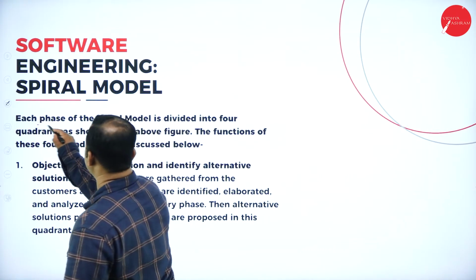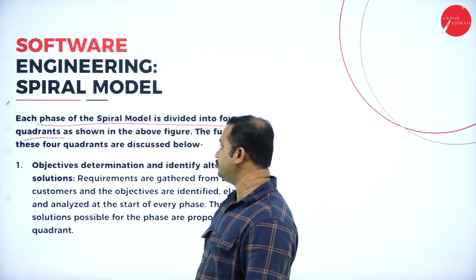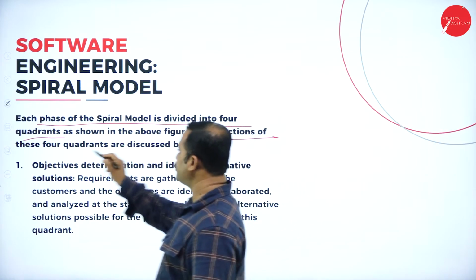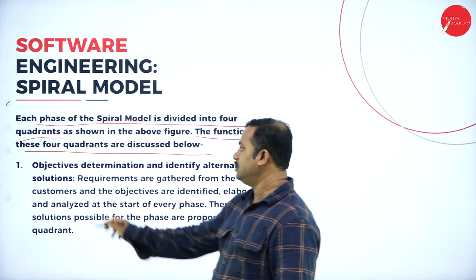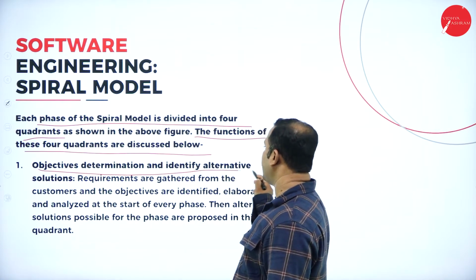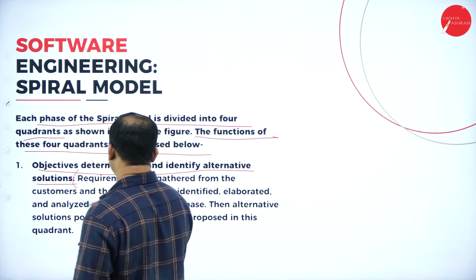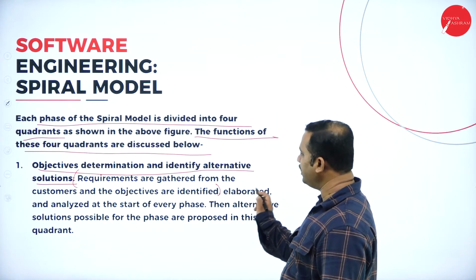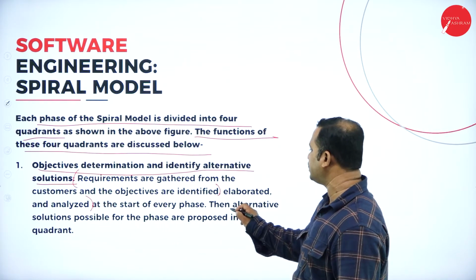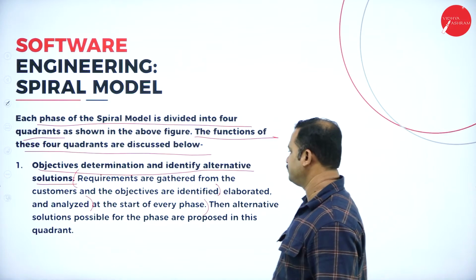Each phase of the spiral model is divided into 4 quadrants, as I have already told you. The functions of these 4 quadrants are discussed as follows. The first one is to determine the objectives and identify the alternative solutions. That means the requirements and information must be collected, and the objectives must be identified, elaborated, and analyzed at the start of every phase.